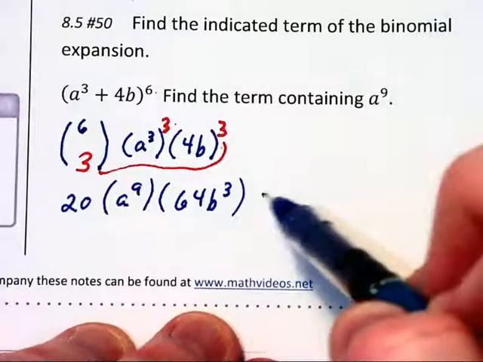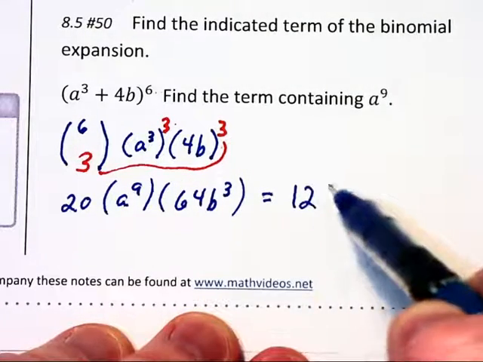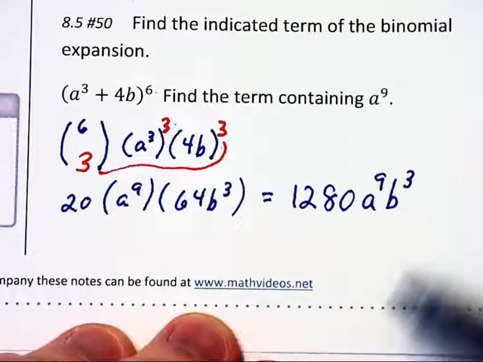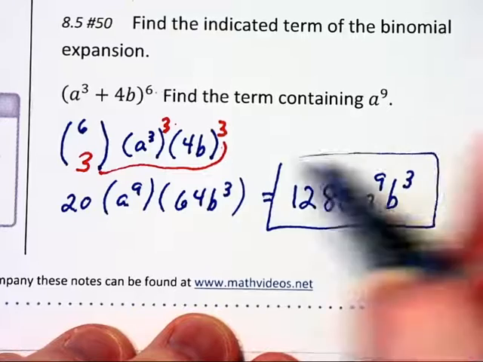And 20 times 64 is going to give us 1,280 a to the 9th b to the third. Find the indicated term. There it is.